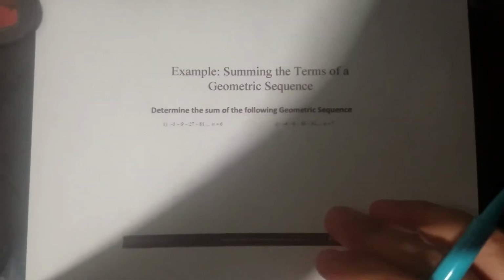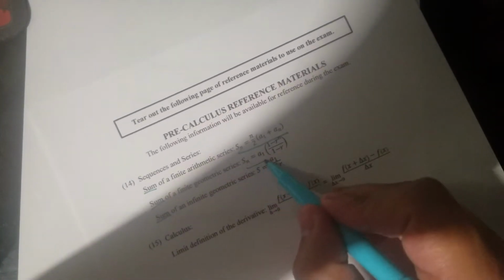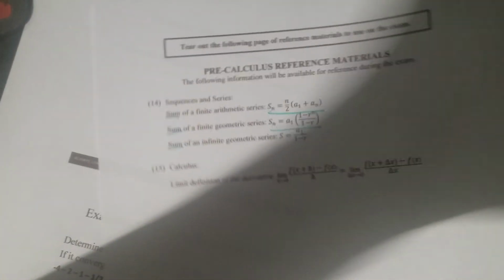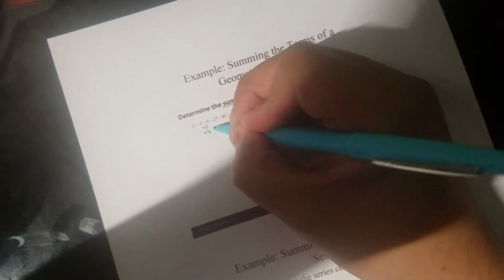Next problem here. Okay, we're only going to do one of these geometric series, sequences. Again, I'm finding the sum. And here they gave me an n, so this means that it is finite, which means I use this equation. And it is geometric, because I can see that every number I'm multiplying here by 3.